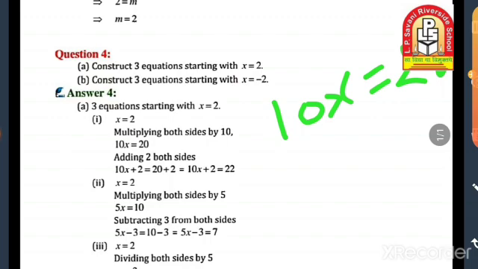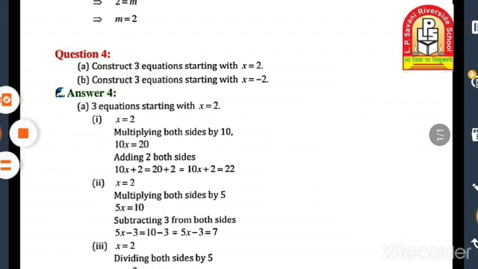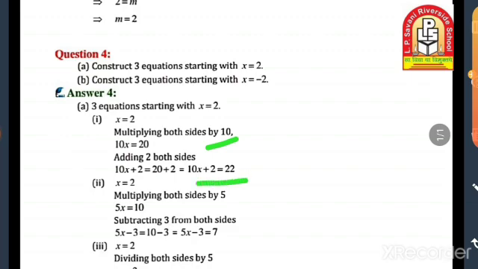So 10x plus 2 is 20 plus 2. So 10x plus 2 is equal to 22 over here. So in this way you can make any equation. Here we just multiply 10 at both sides, and here we add 2 at both sides. Okay, nothing else. So here 10x is equal to 20 and 10x plus 2 is equal to 22 over here.